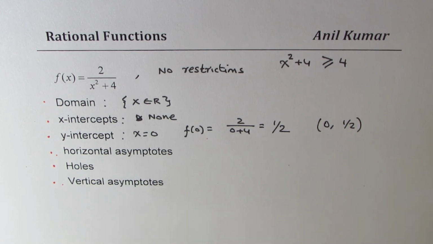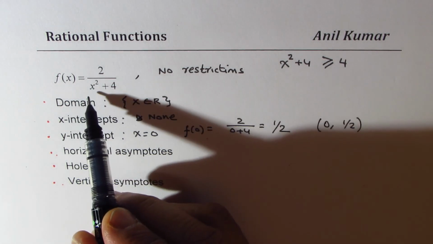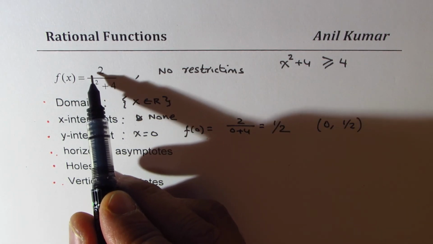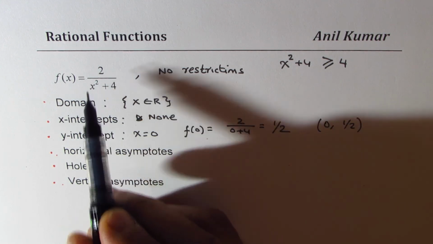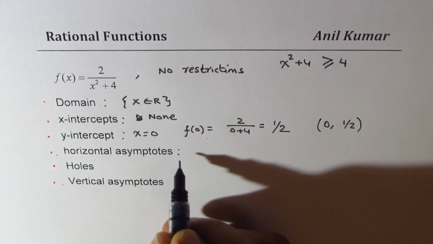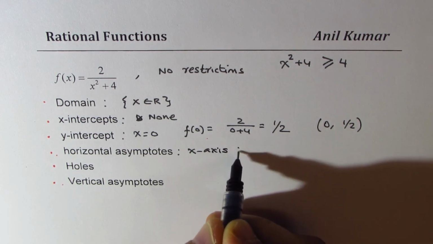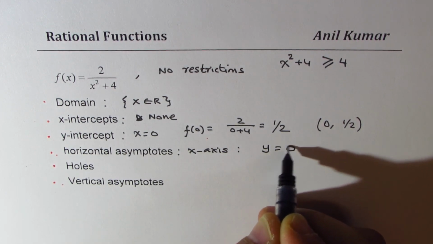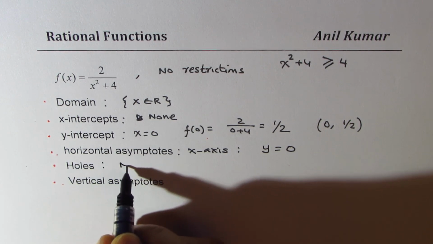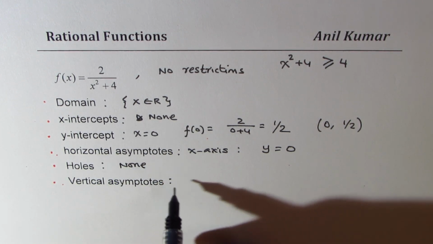Horizontal asymptote. The horizontal asymptote is the ratio of the leading terms. The numerator is like x to the power of 0, right? So here, the horizontal asymptote is the x-axis, whose equation is y equals 0. Holes, none. Vertical asymptote, none.